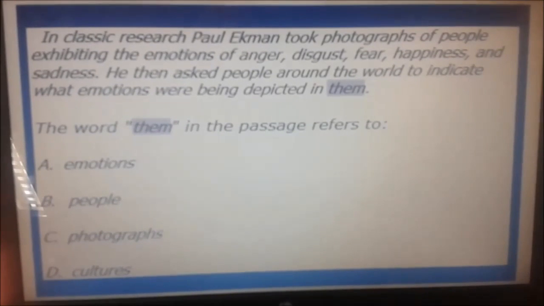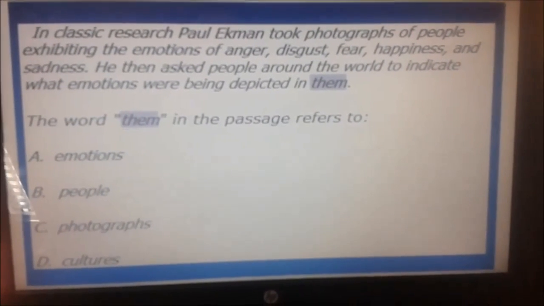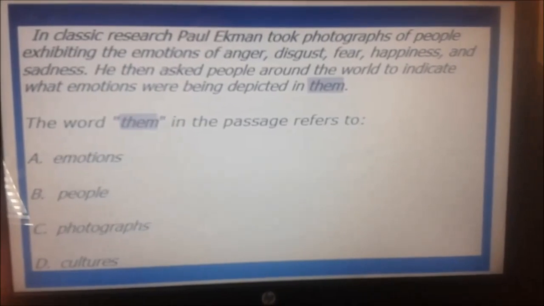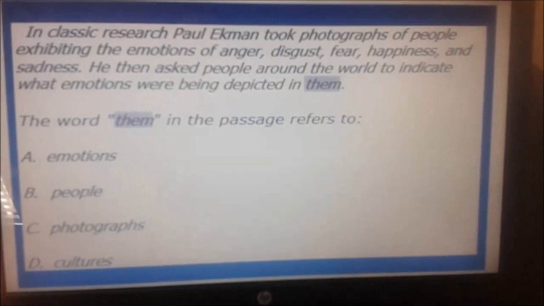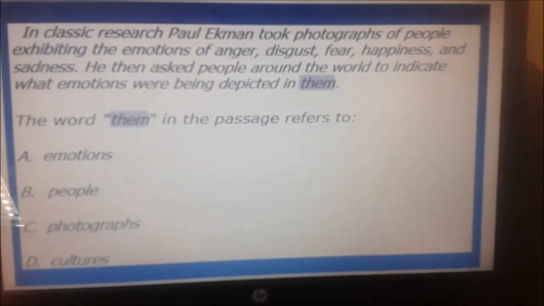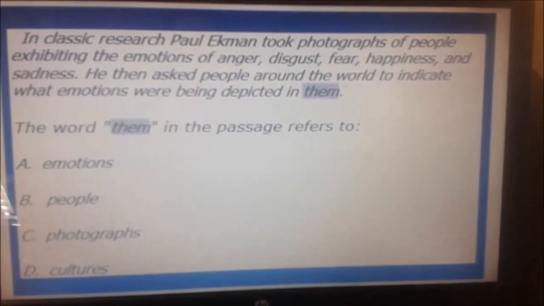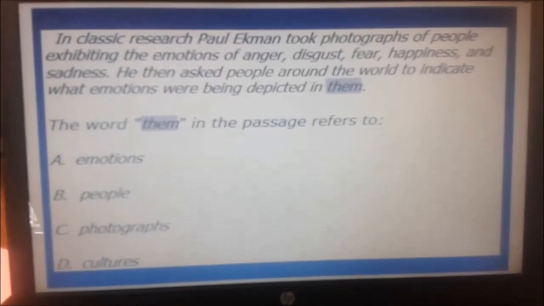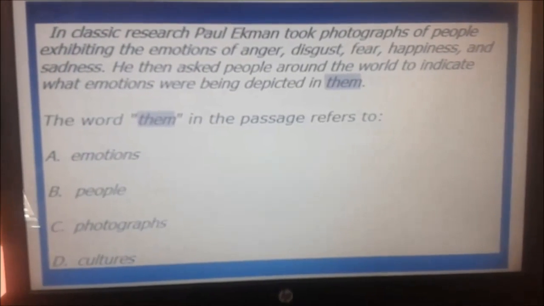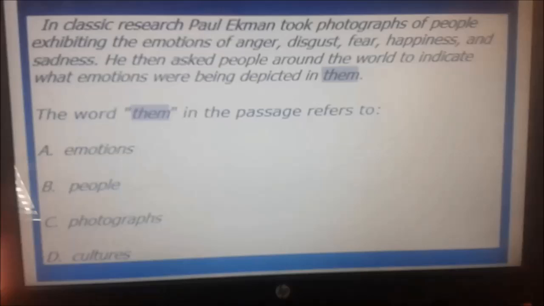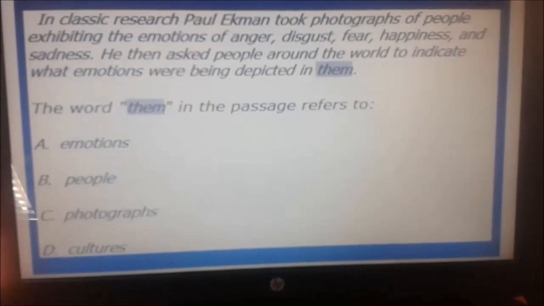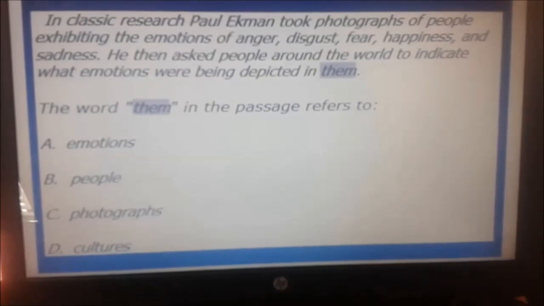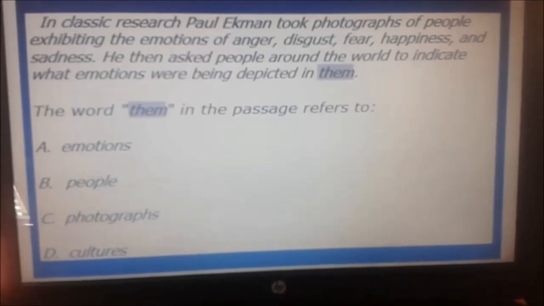Here is a real example. The word is highlighted in the passage. Most of the information for the answer is in the highlighted sentence. You may need to read a sentence before or after the highlighted word to help choose the best answer. In the example, we see that the highlighted word is "them." And we have 4 options: emotions, people, photographs, and cultures. So you need to read in order to choose the best answer.